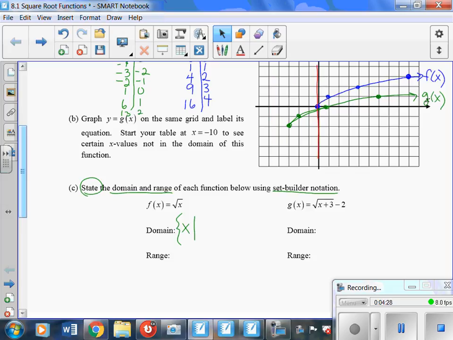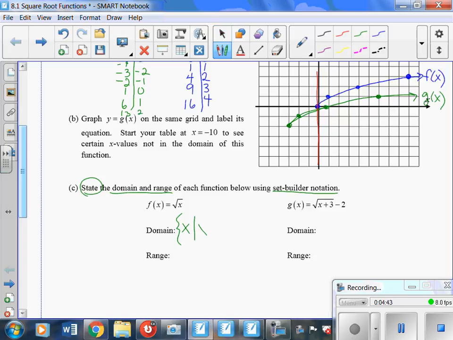So the lower bound seems to be right here at x equals 0, and it never seems to stop because of that arrow that comes over here. So simply I can say the domain of my f of x is going to be x such that x is greater than or equal to 0.